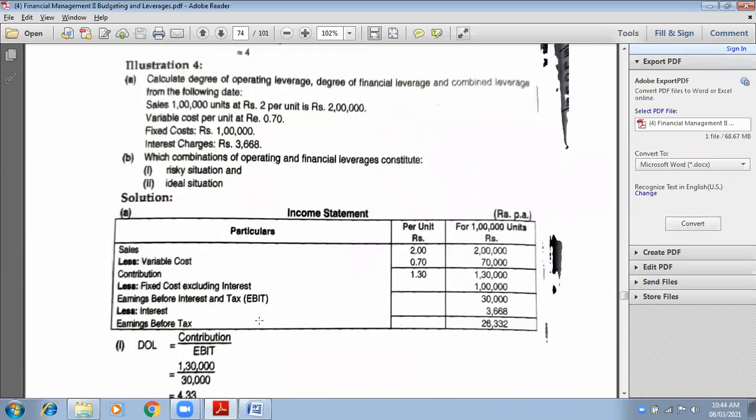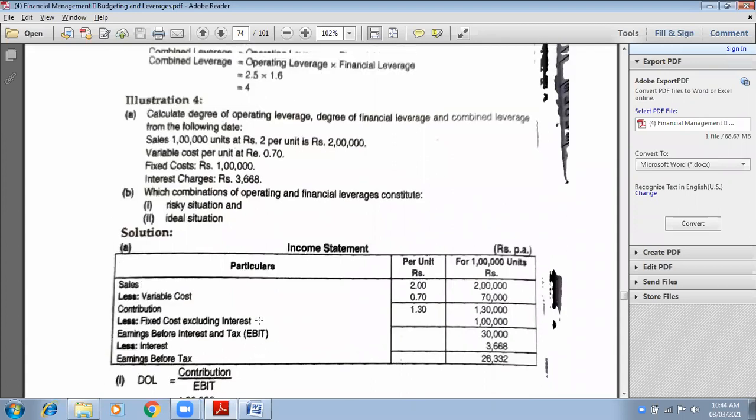Come on, do this much now. Do this much and I will help you out with this B part. But before that, you do this much. Come on, quickly. Only 2-3 minutes.